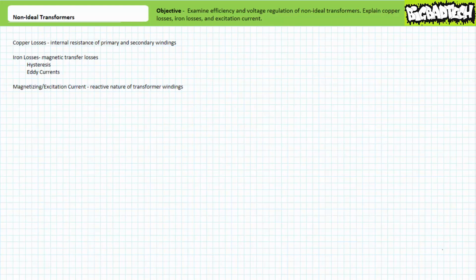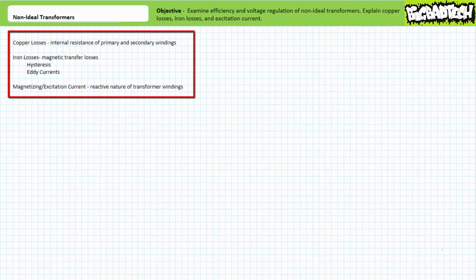This being said, they're pretty good. The minor imperfections of a transformer are generally lumped into a couple categories: copper losses, two types of iron losses, and the necessity of additional magnetizing or excitation current beyond that attributable to electrical load demands. Let's deal with these non-ideal behaviors one by one.